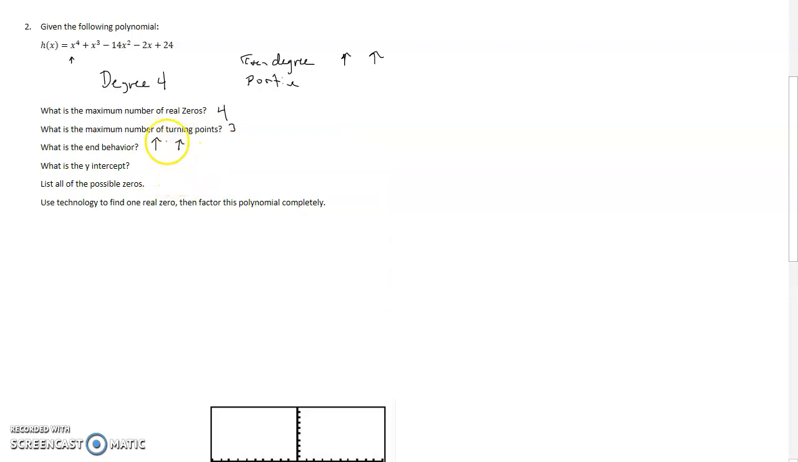What is the y-intercept? To determine that, we're going to plug in a 0 for x, and you can see we're going to get 0 plus 0 minus 0 minus 0 plus 24. So the y-intercept is (0, 24).